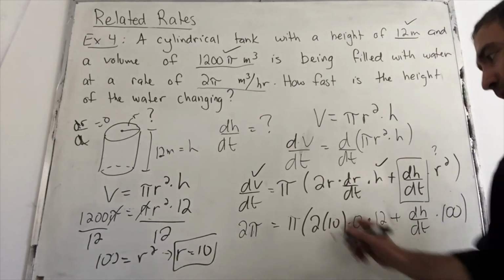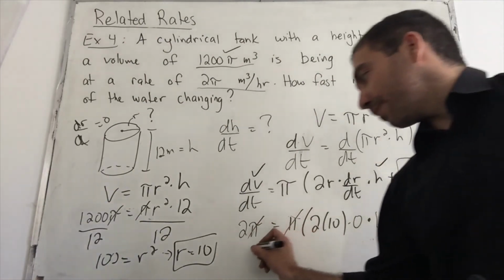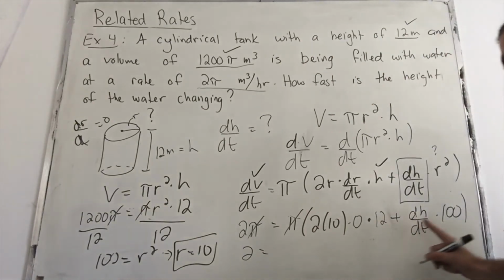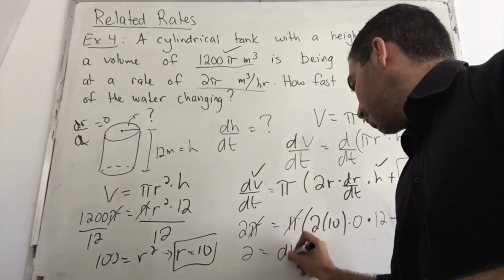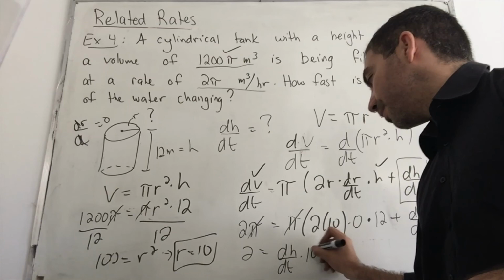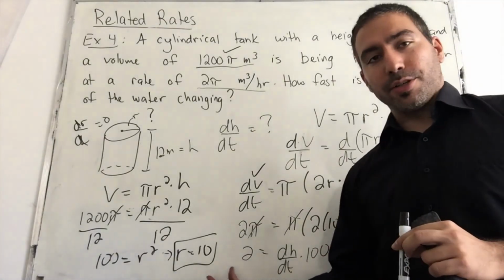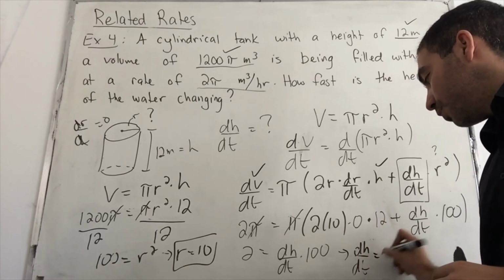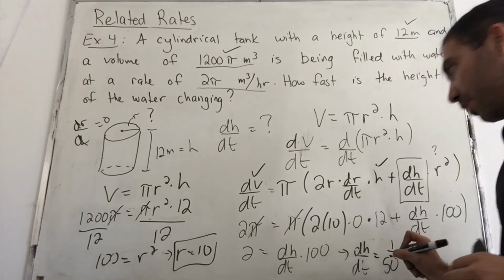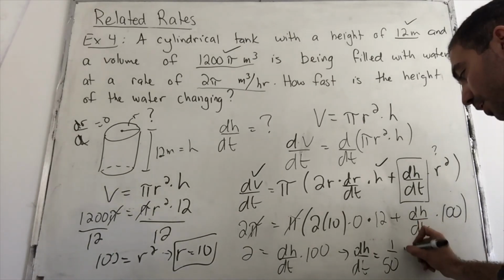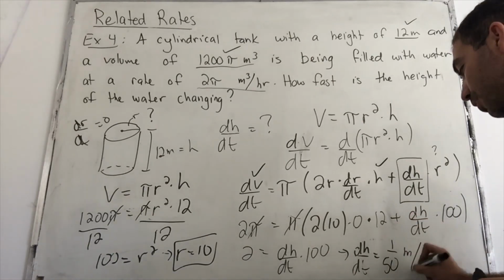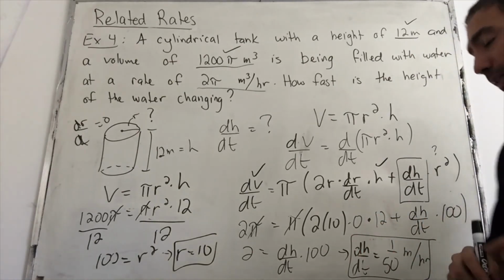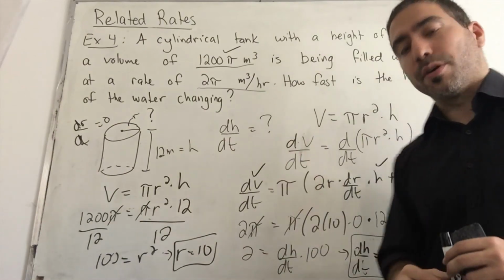So dividing by pi, these guys cancel. We're left with 2 equals 2 times 10 times 0 times 12. That's all 0, that's gone, leaving us with dh/dt times 100. I don't have space, but we're essentially just dividing by 100. 2 divided by 100, we get the change in the height with respect to time is 1/50. The units are meters, and the time is in hours. So 1/50 meters per hour. That's the change in the height. The fact that it's positive makes sense because again, we're filling it with water, and we're done.